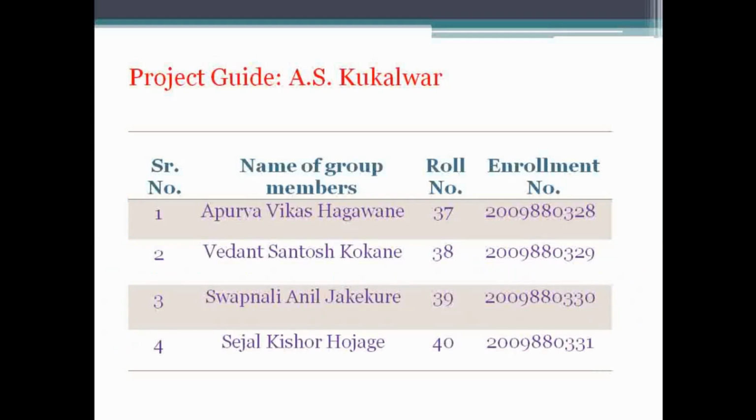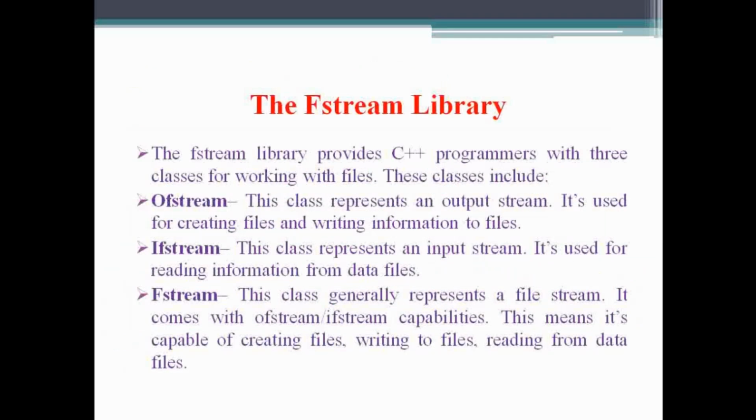So, let's begin. Let us first start with the fstream library. The fstream library provides C++ programmers with three classes for working with files. These classes include ofstream, ifstream, and fstream. The ofstream class represents an output stream. It's used for creating files and writing information to files.